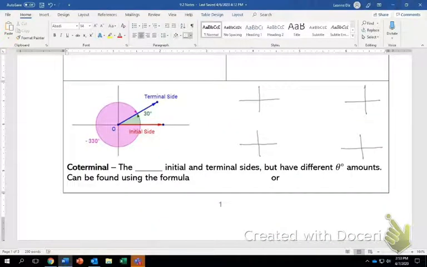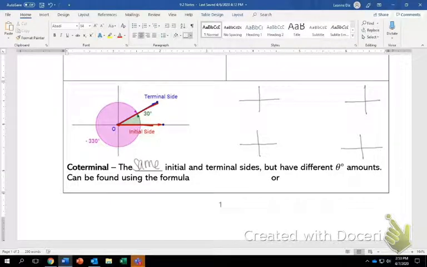So the reason why I was able to find my negative degrees from subtracting it from 360 is because of an idea called coterminal. Coterminal is when you have the same initial side and the same terminal side, so nothing changes right here and here, nothing changes, but they have different degree amounts.